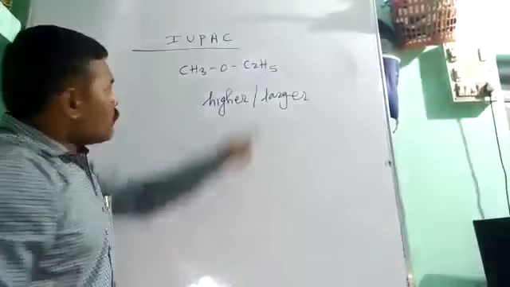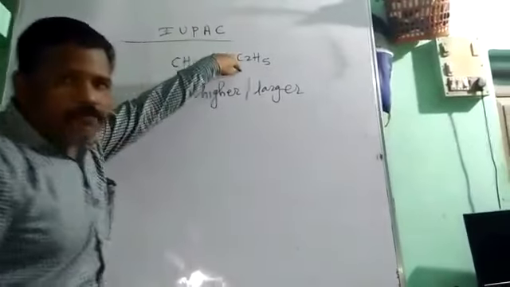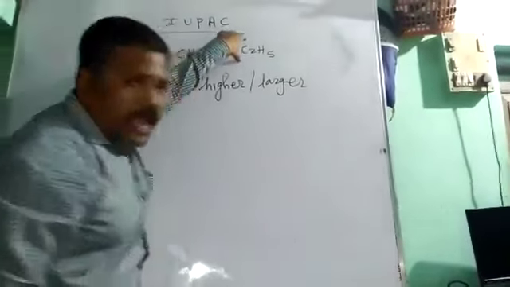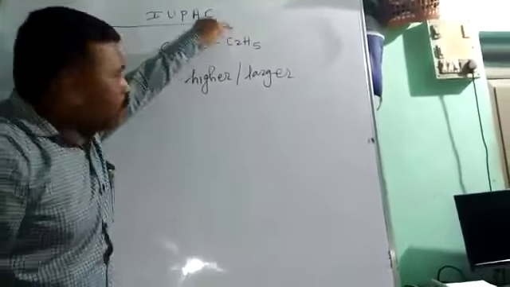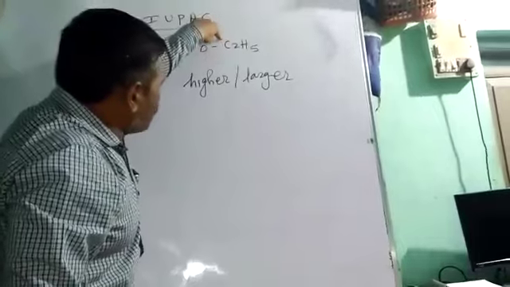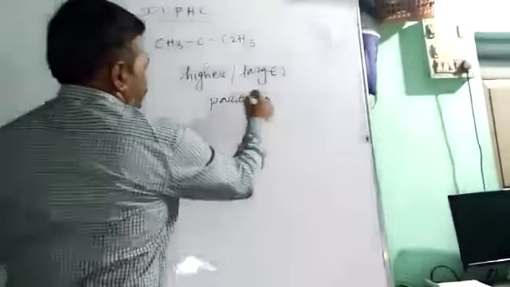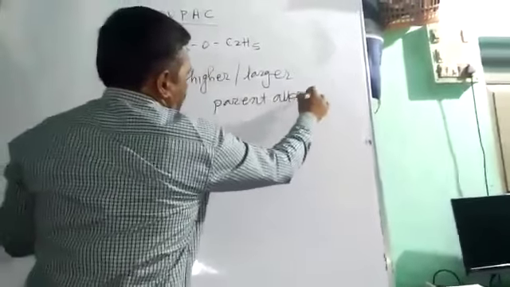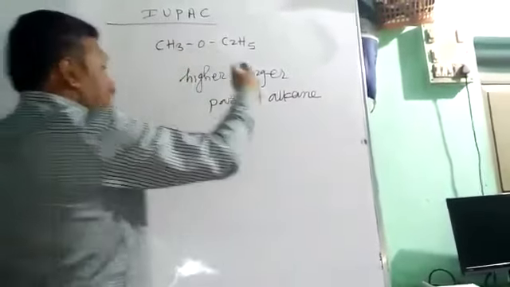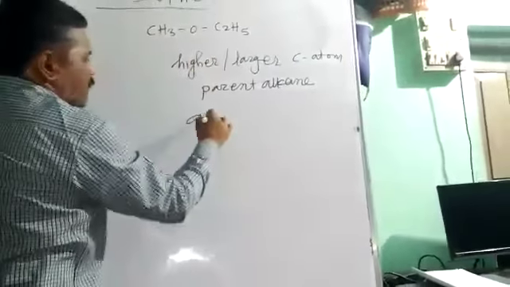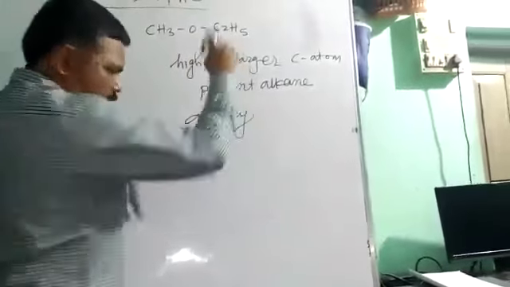Higher or larger means which contains a large number of carbon atoms. As this alkyl group contains only one carbon, this alkyl group contains two carbon atoms. Means larger carbon atoms are present in this group. So this group should be considered as parent alkane. Which group is to be considered as parent alkane out of two? Which contains the higher number of carbon atoms, and the remaining part should be considered as alkoxy.